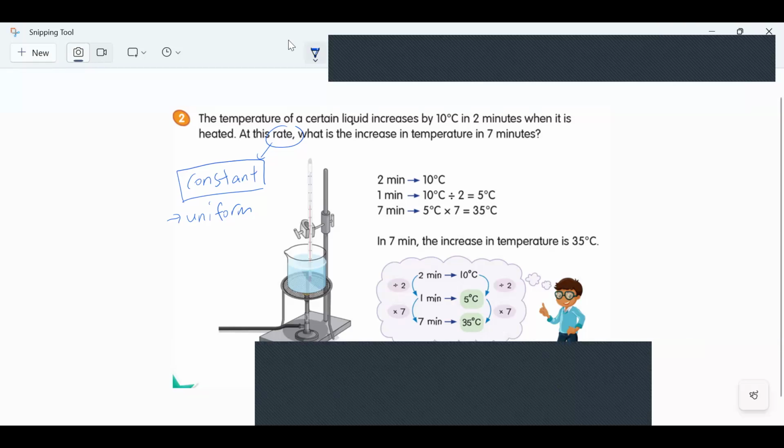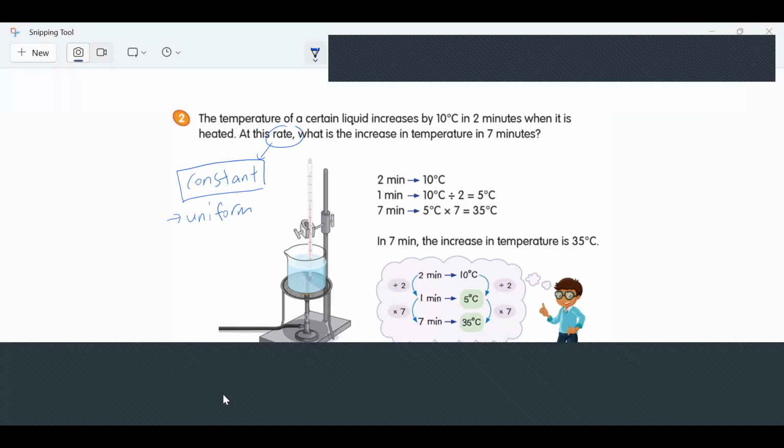I'm going to show it again. Here, the two girls here. While I'm doing this, you can read the question and find out how it is.